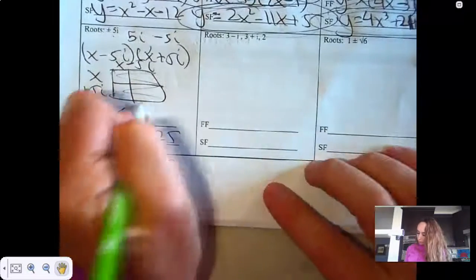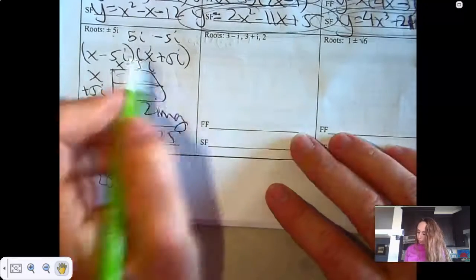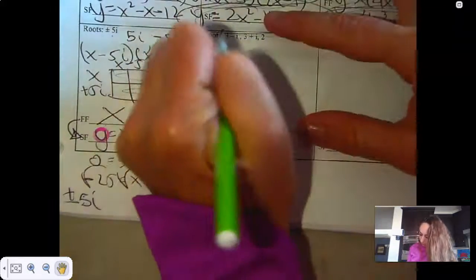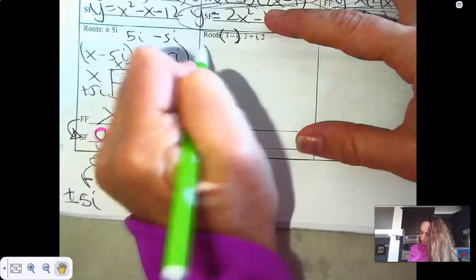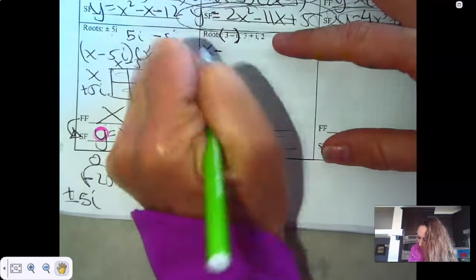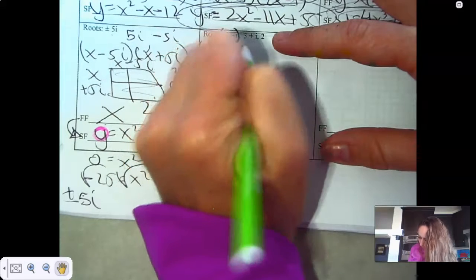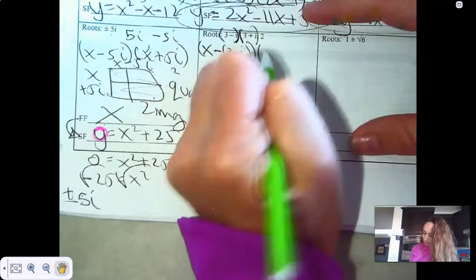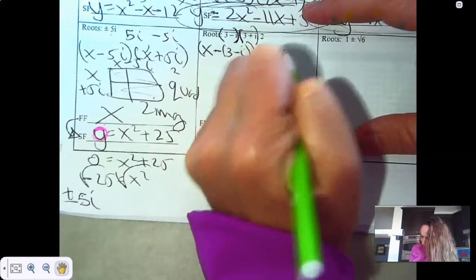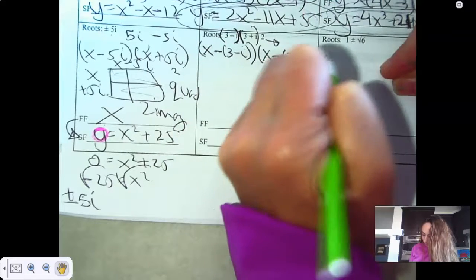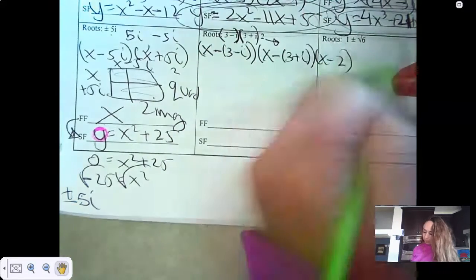Oh, this is 2 imaginary roots, which means it's a quadratic, which means it's squared. Okay? So this one we have, now this is all one thing. So it would be x, and it's positive, right? 3 minus i. So it would be x minus 3 minus i. This is 3 plus i. So that would be x minus, parentheses, 3 plus i. And this is x minus 2. I can do this one on the other page, okay?